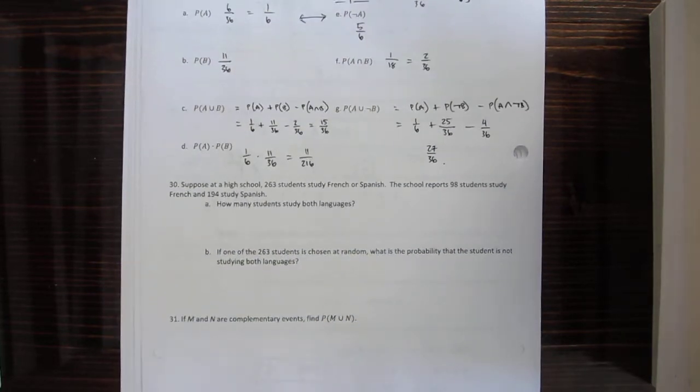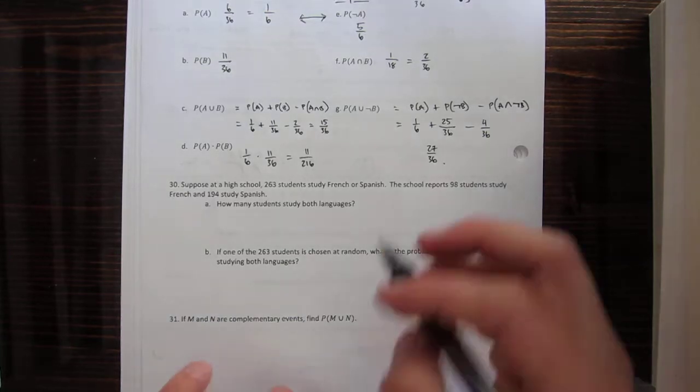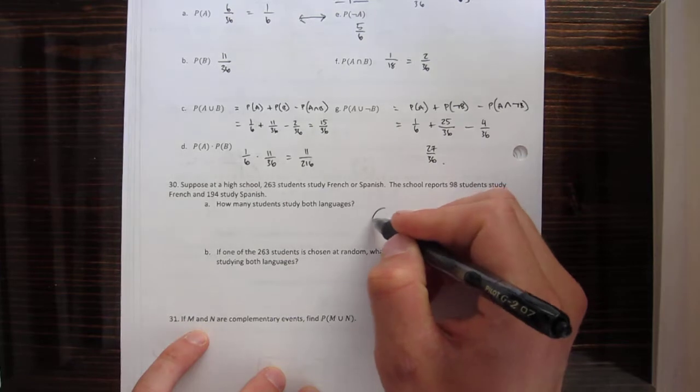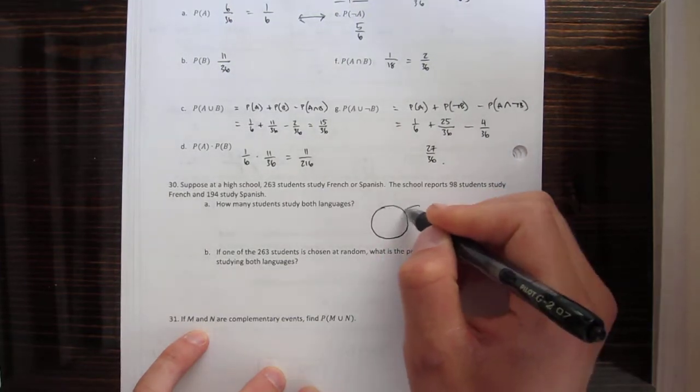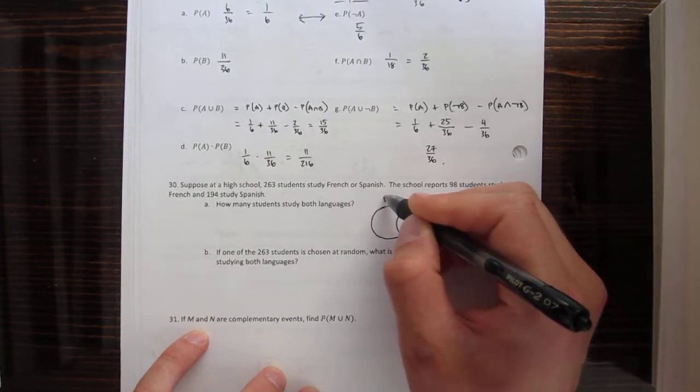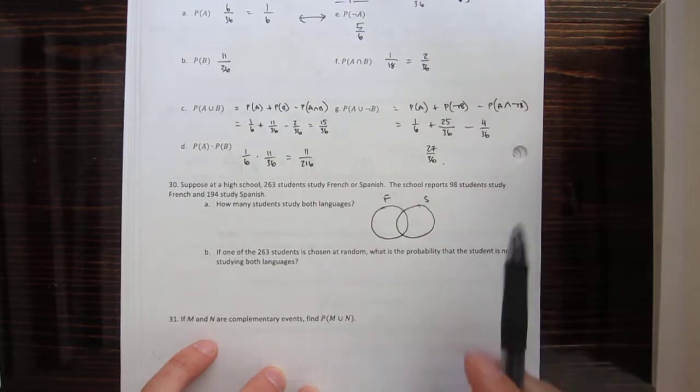30 says, suppose at a high school 263 students study French or Spanish. The school reports 98 students study French and 194 study Spanish. How many students study both languages? So it might be good to have a Venn diagram for this one. So here's French, here's Spanish.